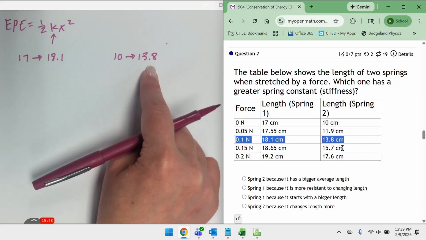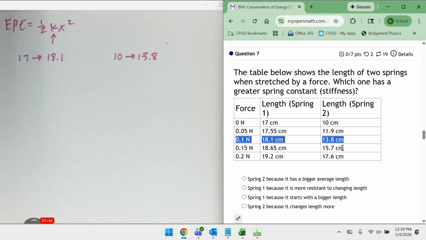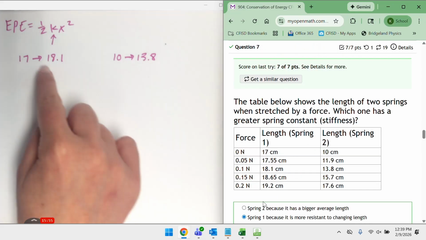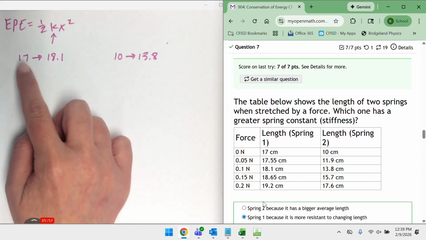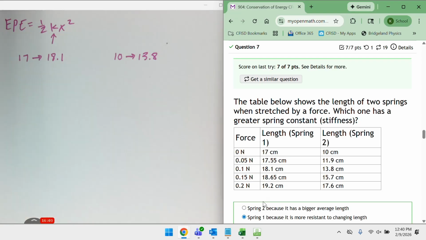If you're looking for the stiffer spring, it's the one that's harder to stretch, which means this one should be harder to stretch because it's more resistant to changing length, is how it's worded here. But spring 1, because it is more resistant to changing length, means it's more difficult to get it to stretch. And again, all you're looking at is comparing how long the spring is before you stretch it, before any force is added, with how long it is when the same amount of force is added.